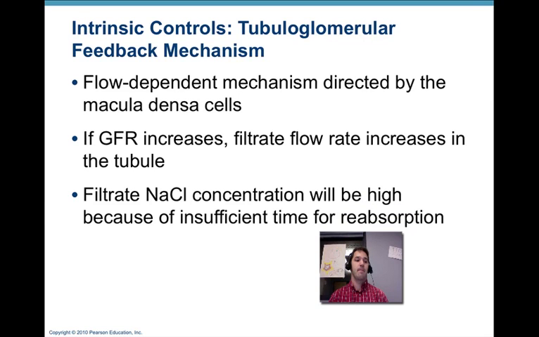The tubuloglomerular feedback mechanism responds to the rate of filtrate flow in the tubules. So if glomerular filtration rate increases, filtrate flow will go up in the tubule. Filtrate concentration will then become high because you've speeded up how fast filtrate is flowing through the nephron, and there won't be time to reabsorb all that sodium chloride.